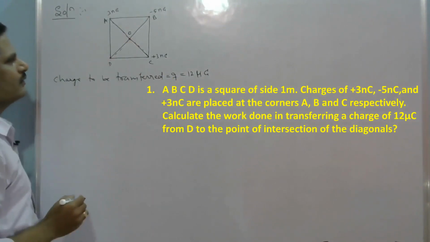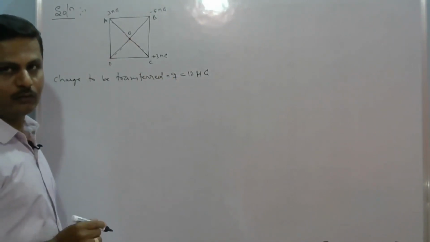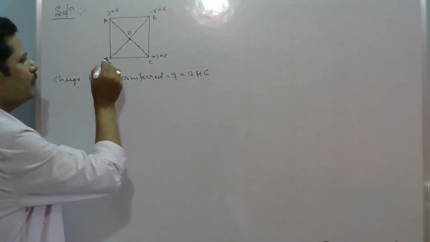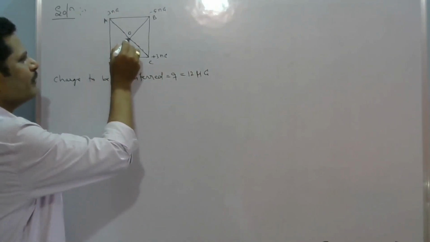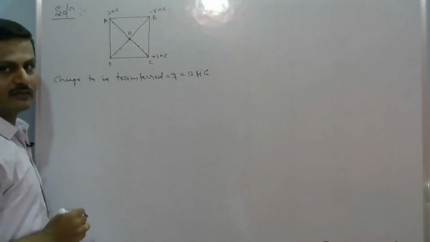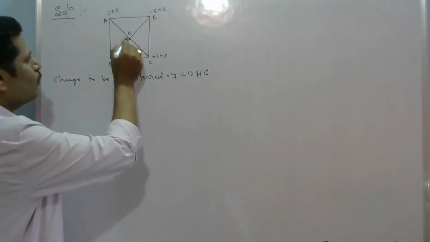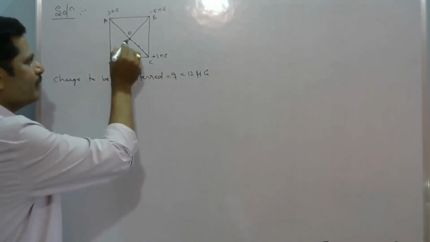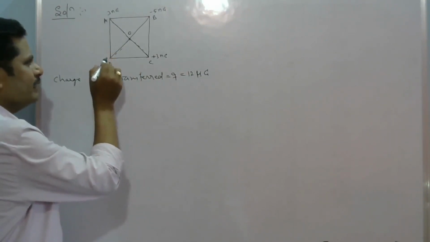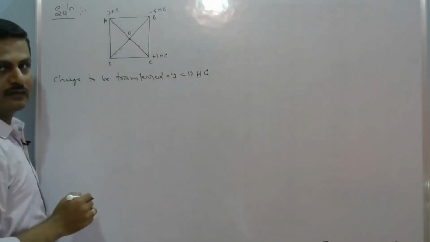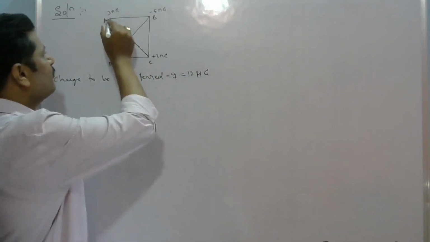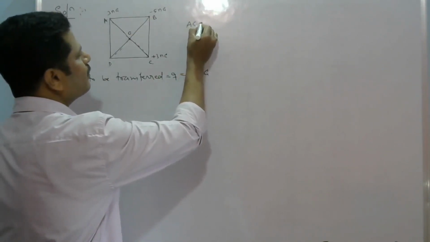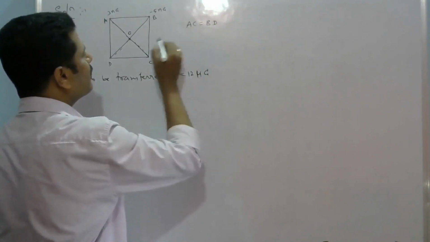So our aim is to find out the work done to move this charge from D to the point of intersection of diagonals. To do that, we first need to find the electric potential at point D as well as at point O due to these three charges. To find it, we need the distance of O as well as D from all three charges. By using Pythagoras theorem, we can get AC as well as BD. We know that AC equals BD, that is, the lengths of the diagonals are equal.